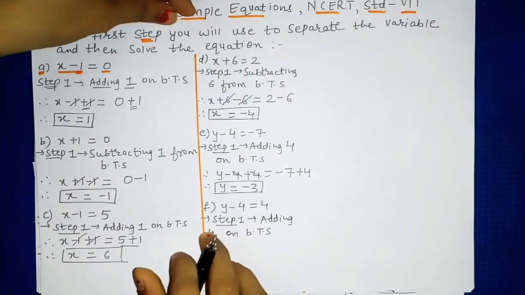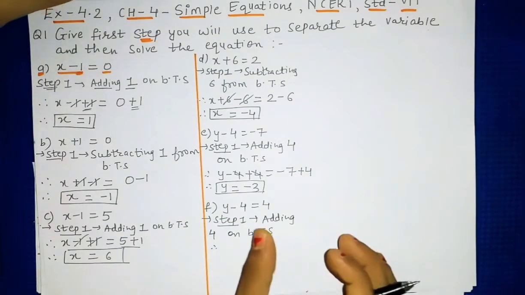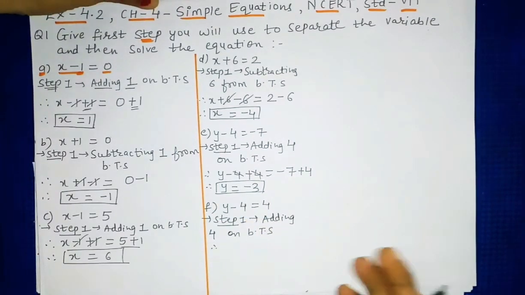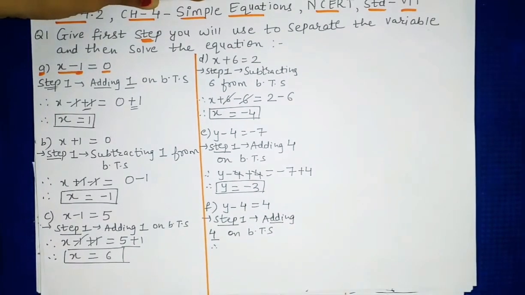So this is our next question. Y minus 4 equal to 4. Now this -4 we want to remove. Again -4 is there. So again same steps. Opposite of -4 is +4. So we are adding 4 on both the sides.